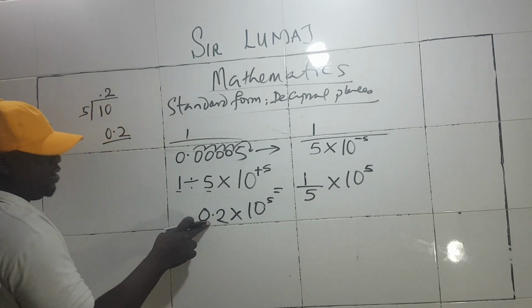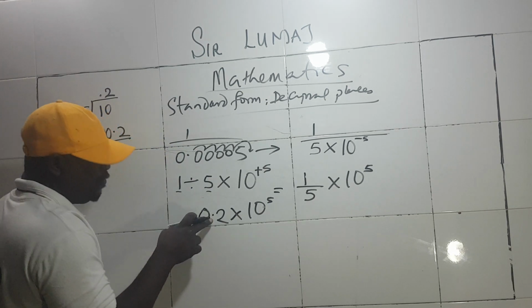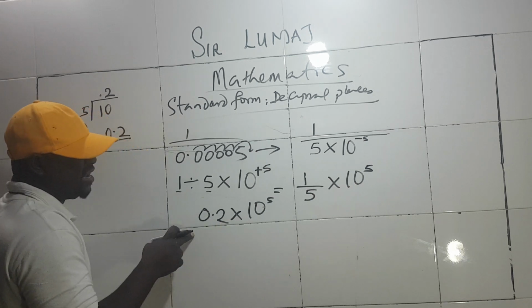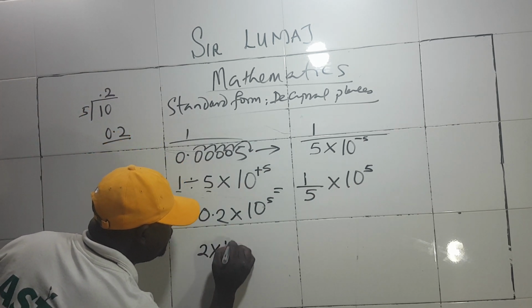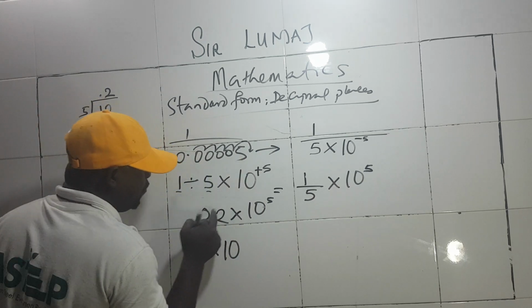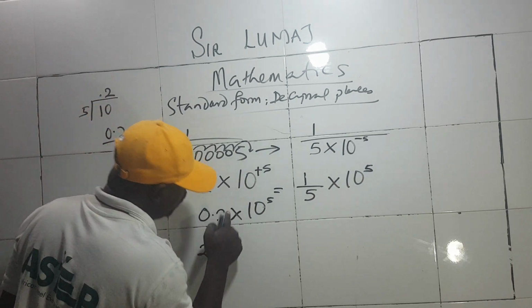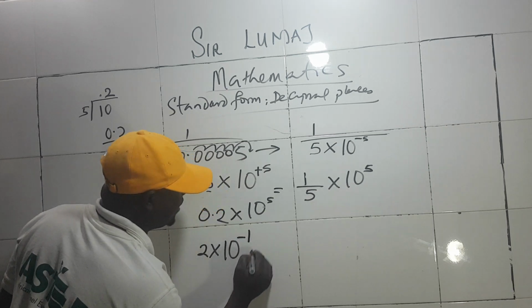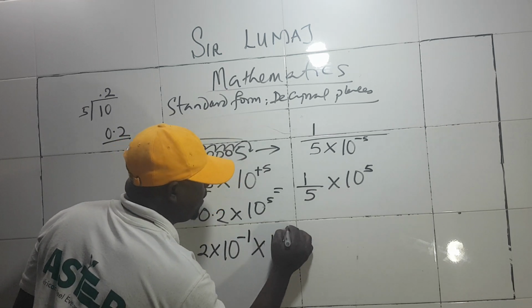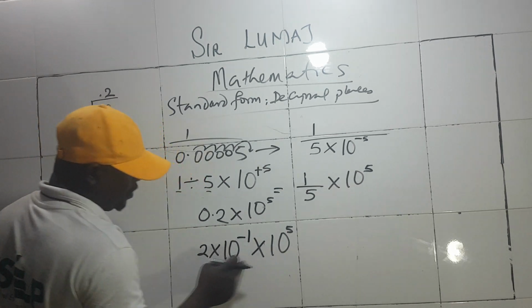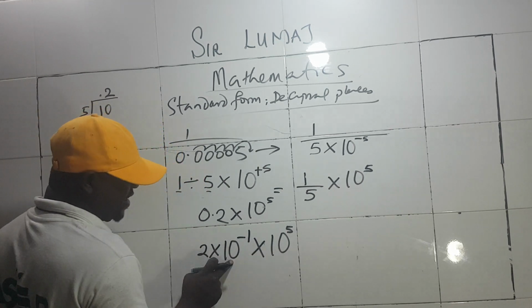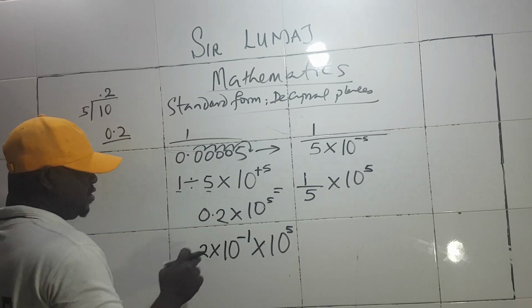Don't forget, you can write this one in standard form. If you want to rewrite this 0.2 in standard form, it will now become 2 times 10 raised to power minus 1. You are moving it forward once. So it will be 2 times 10 raised to power minus 1, times 10 raised to power 5. You can also see that I've expressed these two in the same form. They have the same base now from the law of indices.